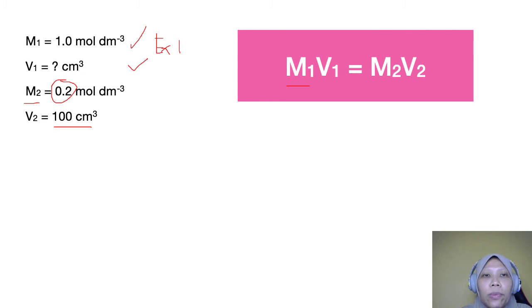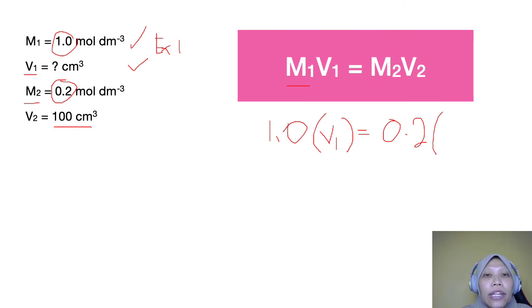Alright, using M1V1 equals M2V2, we just insert the values. M1 earlier was 1.0, so put in 1.0. V1 we don't know, so we just write V1, because this is the volume that we are going to calculate, meaning how much from the first volumetric flask we want to take out. M2 is 0.2, the new concentration that we are going to prepare. And V2 is 100. So the second solution is only 100 cm3, while the first solution was 250 cm3. The concentration of the second is 0.2.